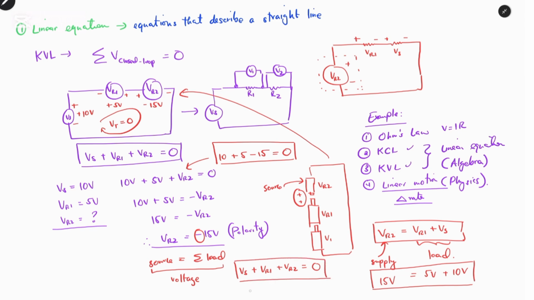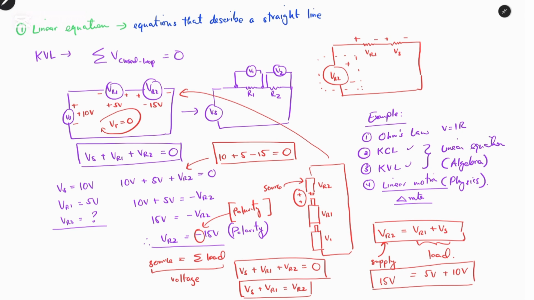It is similar to bringing VR2 to the other side of the equation, which now becomes Vs plus VR1 equals VR2. So VR2 is now acting as a source for this entire circuit. So in this video, we demonstrate the polarity, which is important when dealing with a circuit. You will come across circuit theory in which you will analyze a circuit, and this becomes very important.